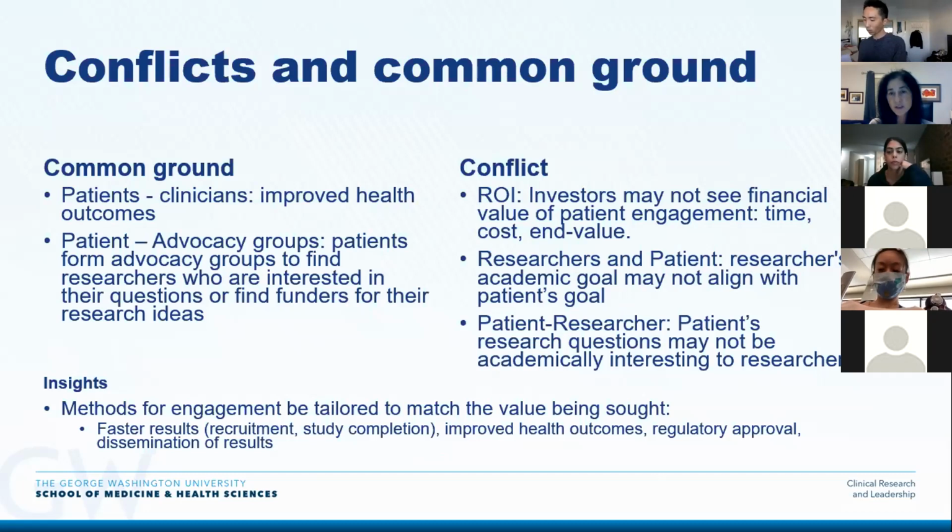The researchers and patients have conflict in that sometimes they have differences in their goals. While they may agree on improved health outcomes, the researcher tends to look at maybe tenure or getting a manuscript out, whereas the patient is really looking to see if their input actually shapes the way a trial is being done to improve their outcomes.